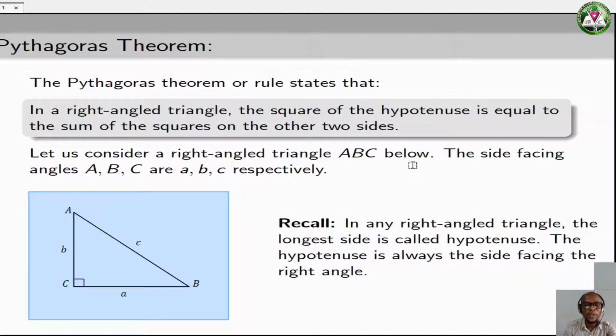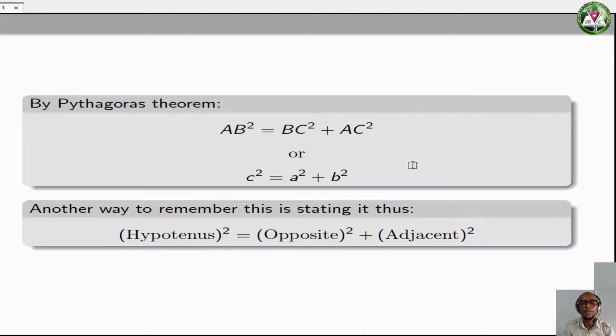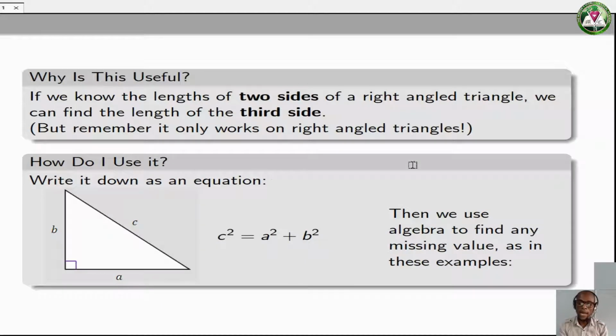So from the Pythagoras theorem, the hypotenuse side is squared and is equated to the opposite side B, which is squared also, plus the adjacent side A, which is squared as well. So having understood this formula, let's use it to solve questions. Now, why is this rule or theorem useful?